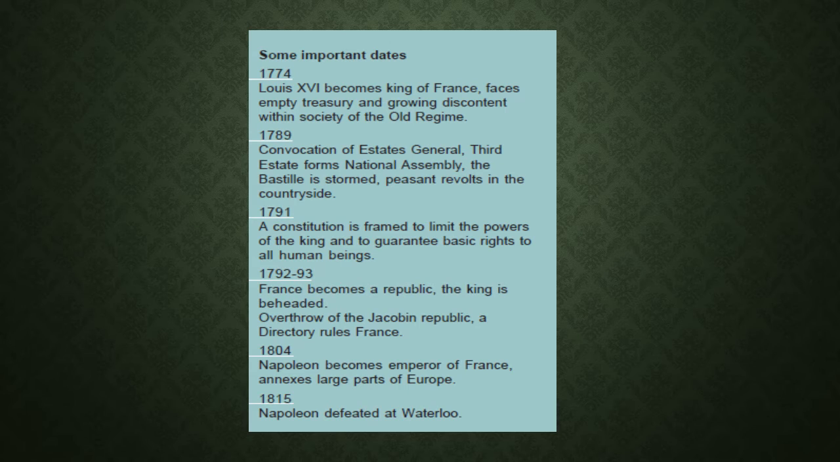Then let's look into another year, that is 1792 to 93. France becomes a republic. The king is beheaded. Overthrow of the Jacobin Republic. A directory rules France. So France is now recognized as a republic, that is a nation. The king is executed by guillotine.